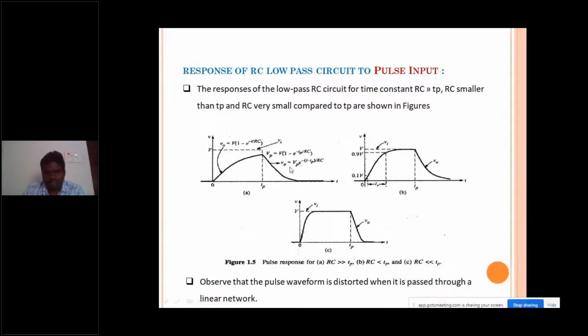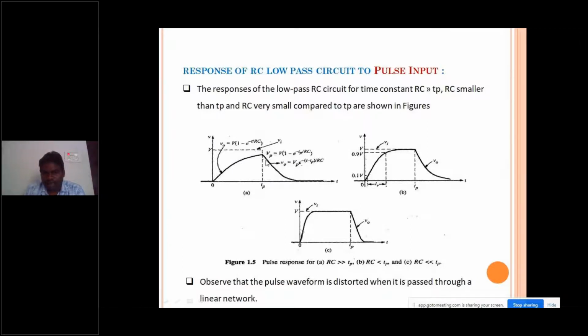Now you can see here the equations which we are representing. For an exponentially rising curve, I am writing the formula V naught is equal to V into 1 minus e to the power of minus t by RC. And at time t equal to tp, if I substitute t equal to tp in this particular equation, this is the peak value. This maximum value will become Vp. So Vp is V into 1 minus e to the power of minus Tp by RC, because I am calculating at t equal to Tp.